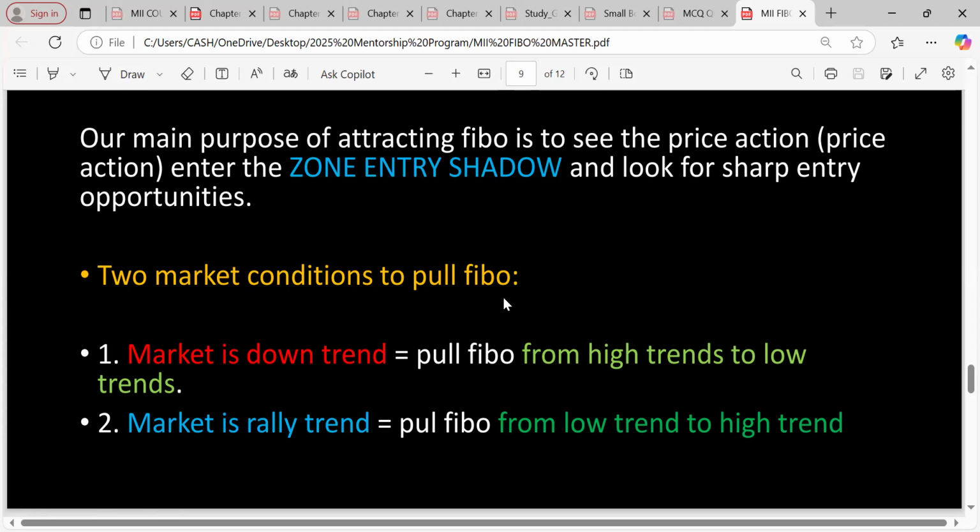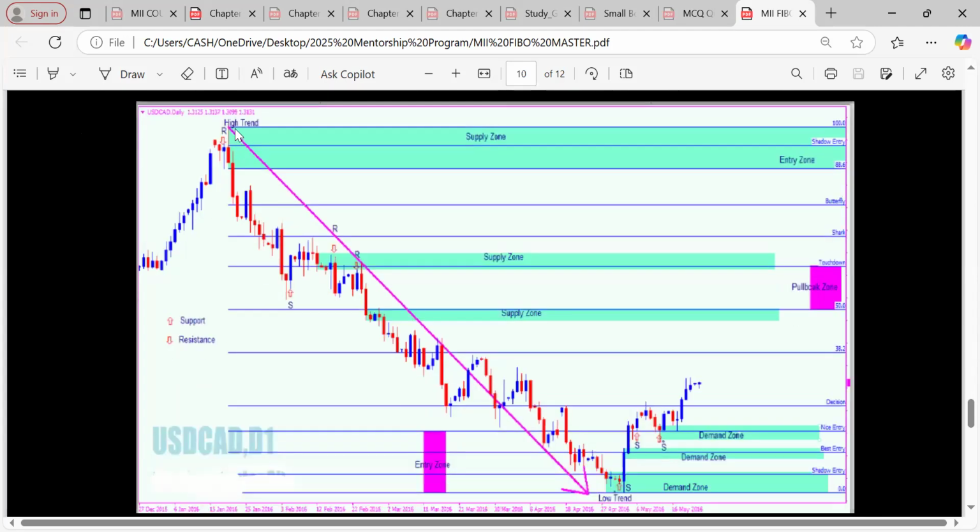You can see this market is on a downtrend. So when the market is on a downtrend, you pull the Fibo from the high to the low, from that direction. At the bottom, you'll see your 5, your 11, your 16. And then in the pullback zone is where you see your 50% and 61.8. So this is on a downtrend. You pull the Fibo from the high towards the low.